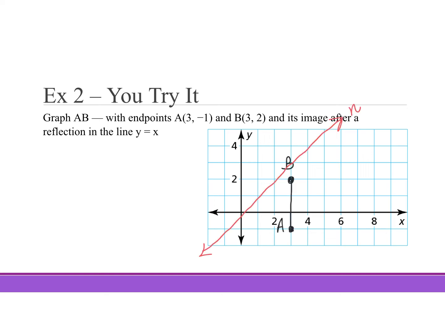Here I've plotted my A and my B and my line y equals x, which I'm calling line N. And I'm going to go ahead and reflect AB over that line. And when I do, I get something like that here in the green, which is A prime, B prime.